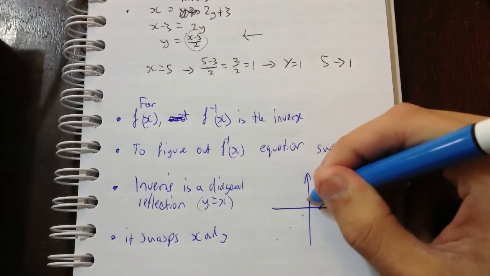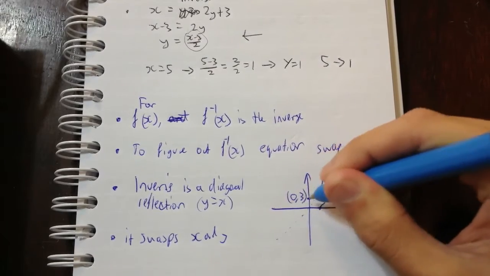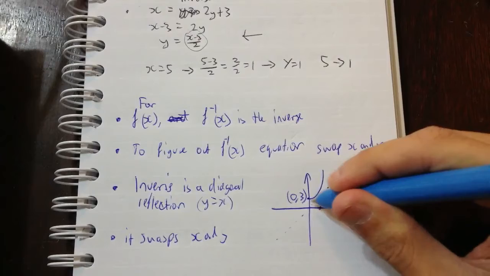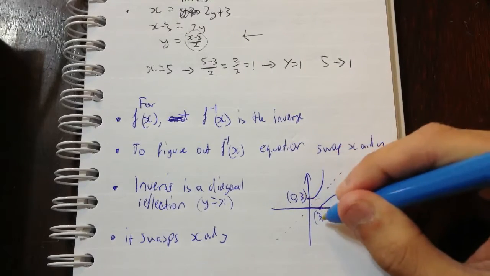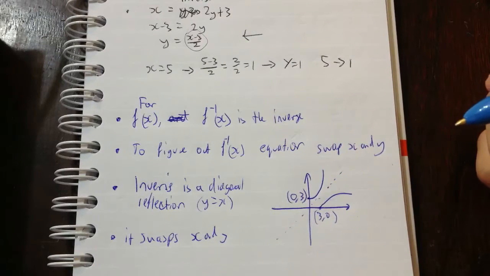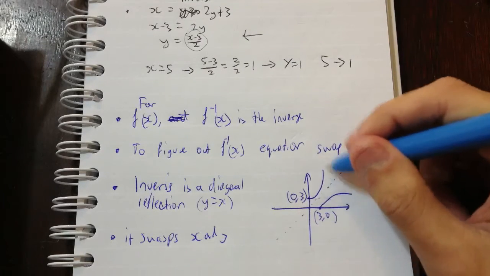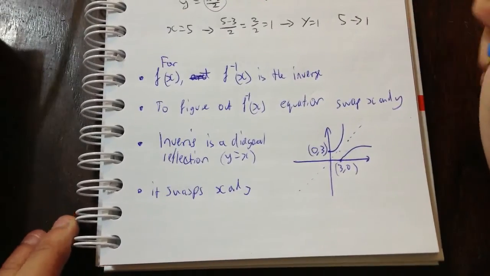If this point was 0, 3, then this point over here, our reflection, would be 3, 0. As in the y value, which was 3, is now the x value, that's 3. And the y value that was 0 is now the x value, that's 0. And it does this every way along the way. So that's the quick intro to the inverses.